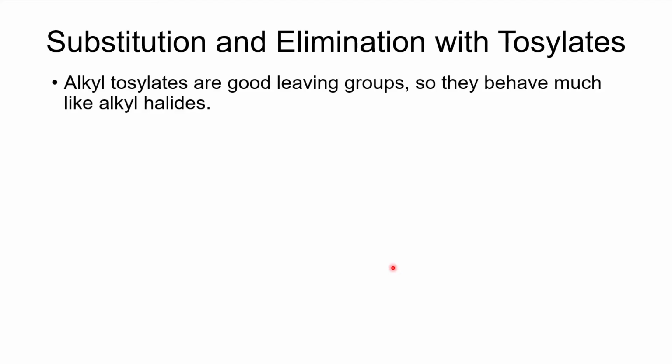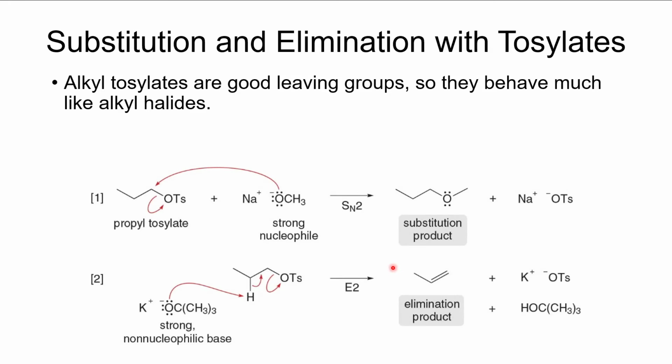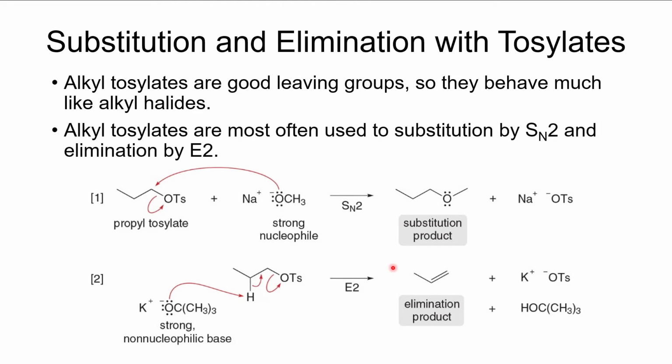So, substitution and elimination with the tosylates. The alkyl tosylates are really good leaving groups, as we've mentioned. They behave a lot like the alkyl halides. So it's approximately as good of a leaving group as maybe chloride, almost a bromide. You can do SN2 reactions and E2 reactions. Now, typically, we don't try to do this with E1 and SN1.